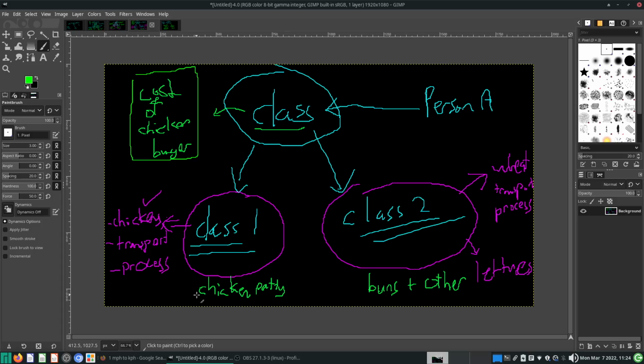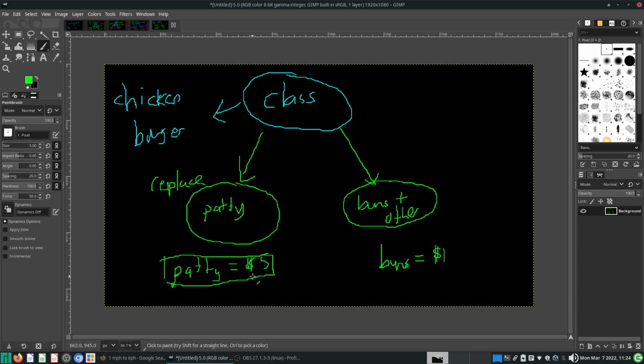So I don't really need to know what goes on behind the scenes for person A. I just need to know at the end of the day how much a chicken patty costs. So for example, here the chicken patty can just cost $5. The buns can just cost $1, and the other things maybe cost $2.